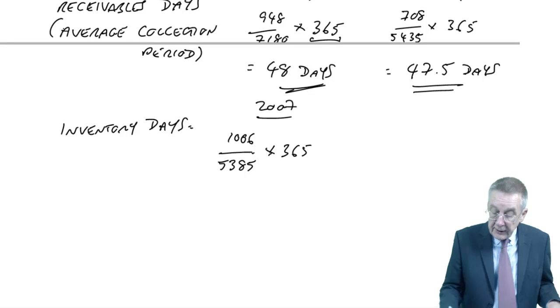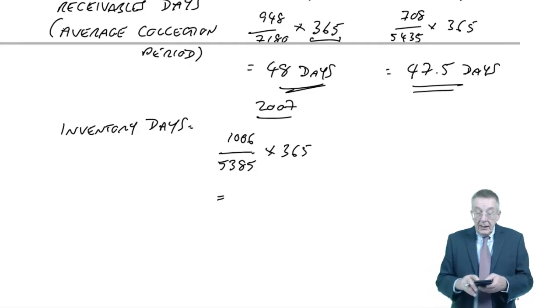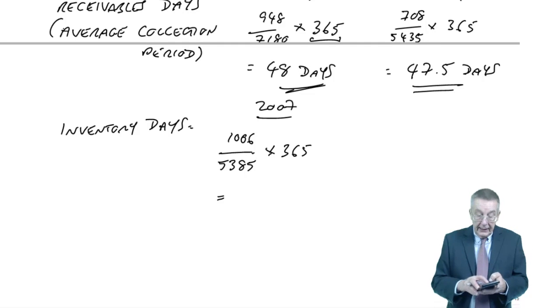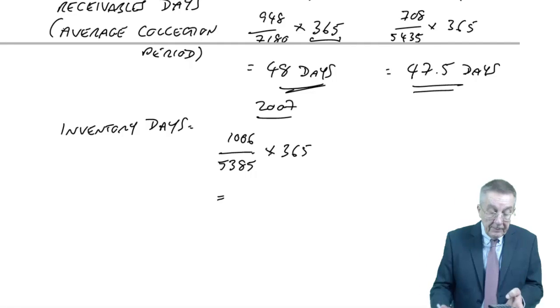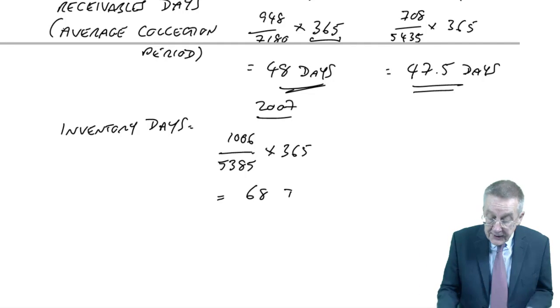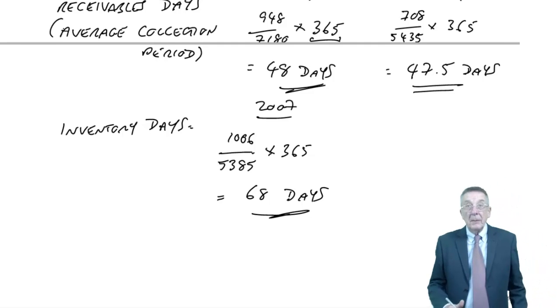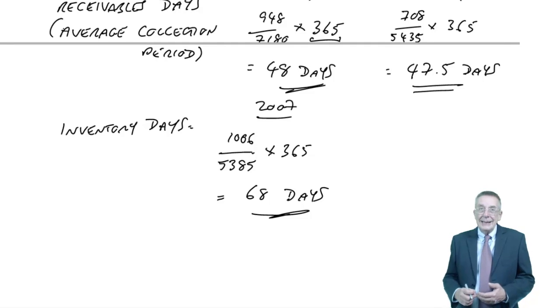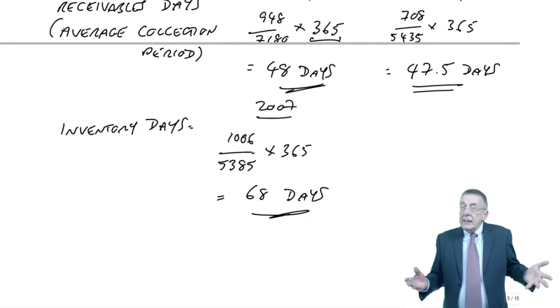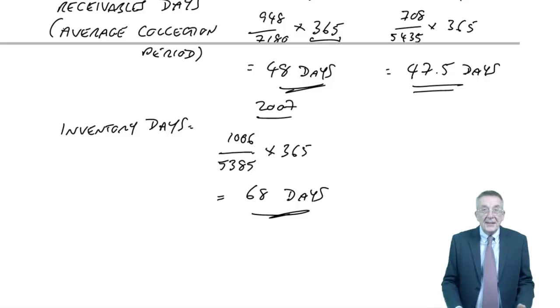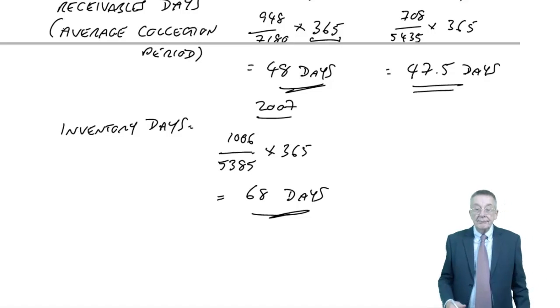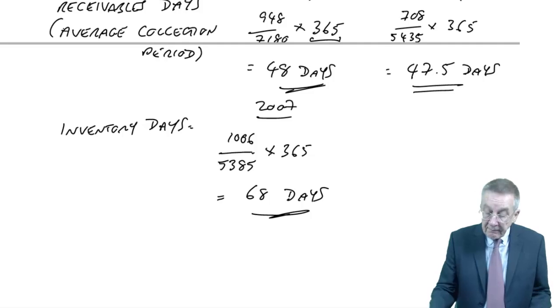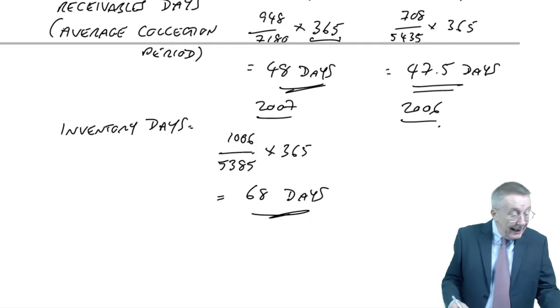And again, unless told differently, 365 days in a year. And so 1006 divided by 5385 times 365. I get 68 days. Now, it does seem rather a long time. It's taking us over 2 months to sell the goods. But again, it depends so much on the type of business as to how rapidly you can sell them. What was it the previous year? The things seem to have got better or worse.